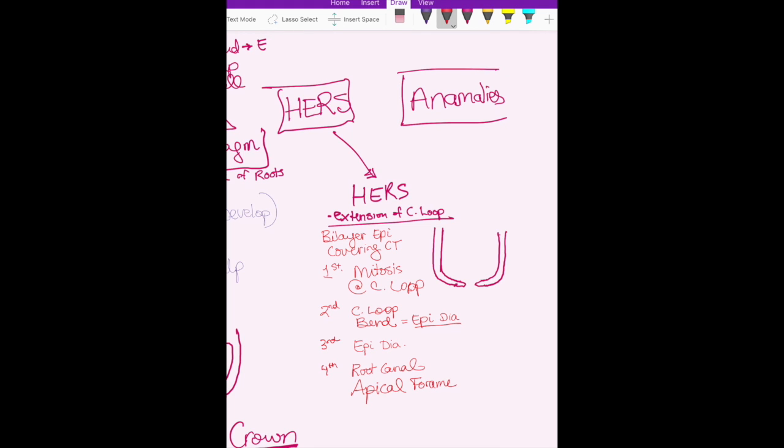So if you look at this simple drawing, this is your apical foramen. If you look at a tooth from the bottom up, basically into the maxilla from above, you see the tip of the root. So this is your apical foramen, and everything around it is your epithelial diaphragm.